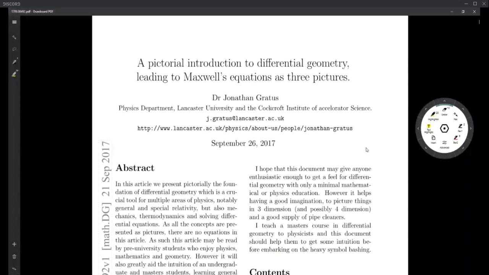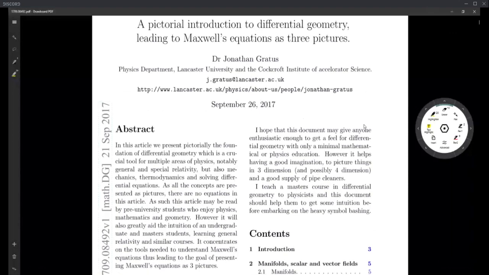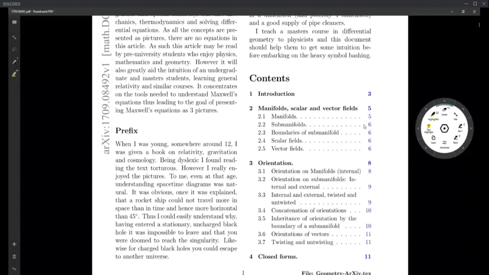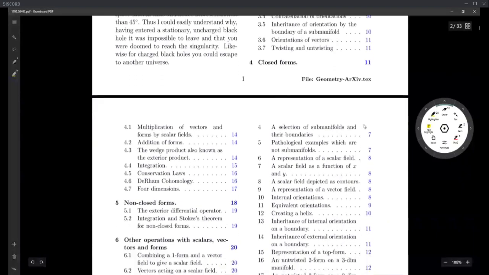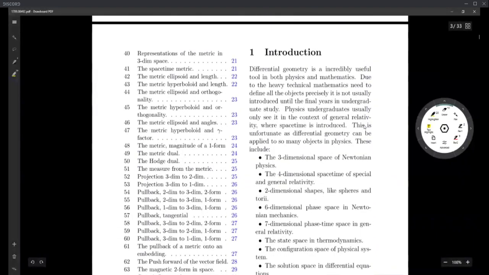But before we get started, I want to make a small disclaimer. This lecture isn't comprehensive and doesn't cover everything in differential geometry, because you'd be a fool to think so. What this paper tries to do, it doesn't completely succeed, but it tries. The writer has tried quite a bit to visualize differential geometry.